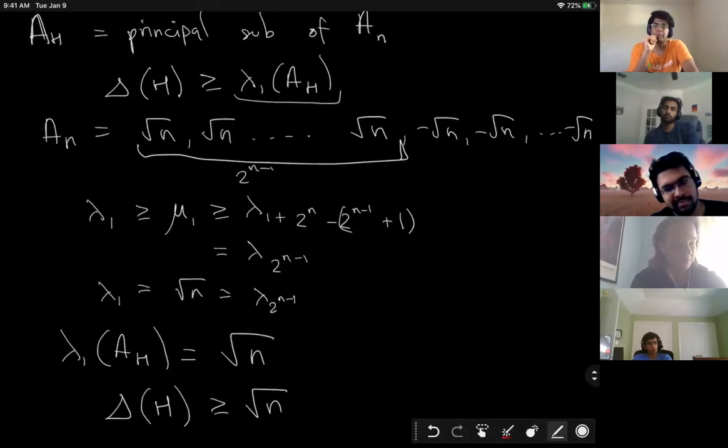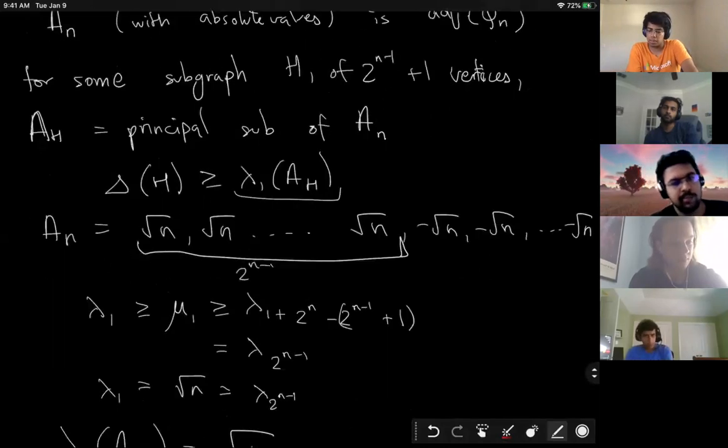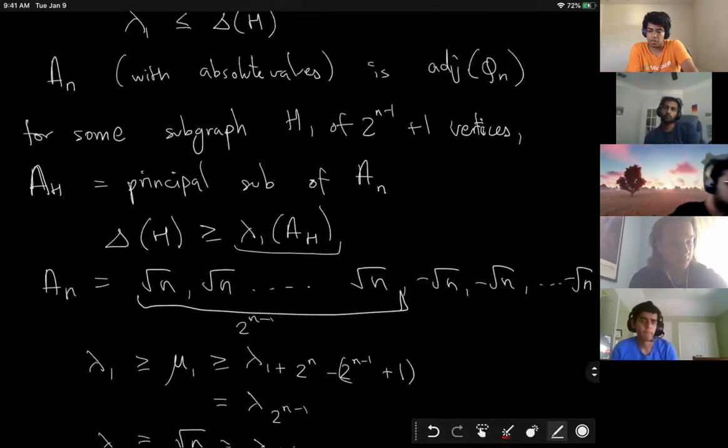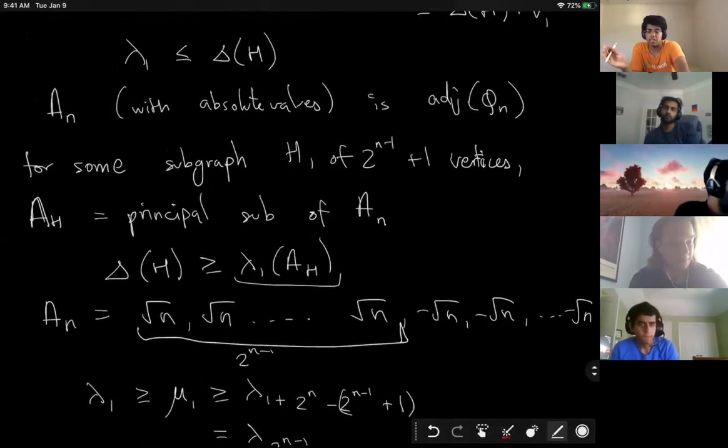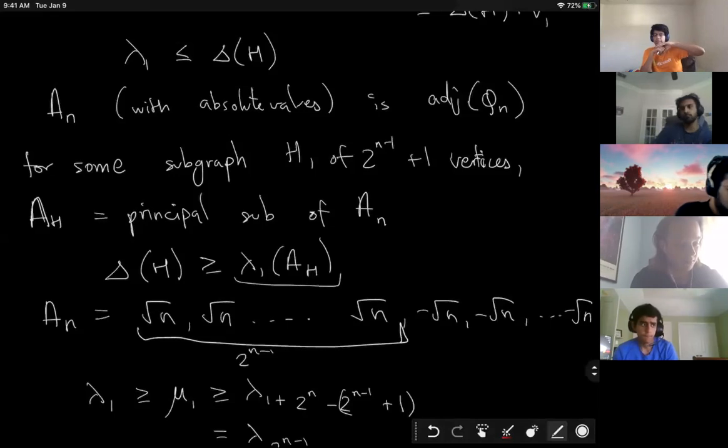Wait, can you explain what's the difference between AN and AH again? Yeah, sorry. So H is the subgraph of your hypercube that you're considering. So AH is the principal submatrix that corresponds to that subgraph. You just take the rows and columns that correspond to the vertices in H and get rid of all the other rows and columns. So AN corresponds to all of the hypercube then? Yeah. Okay. So AH is just a submatrix of AN.